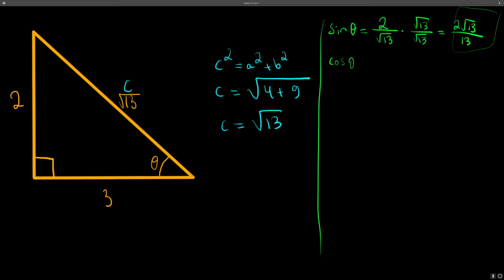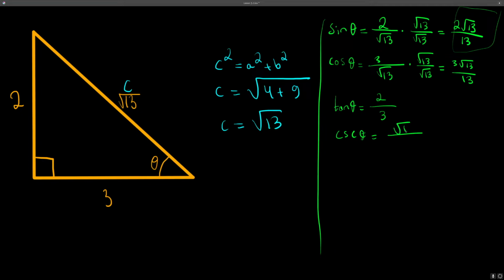Now for cosine, it's going to be 3 over radical 13. Same thing, it's going to be equal to 3 radical 13 over 13. Now finally tangent is going to be equal to 2 over 3, so opposite over adjacent, which is just 2 over 3. Now, we just find the reciprocals of each. So for sine it's going to be cosecant theta, which is equal to hypotenuse, which is radical 13, over opposite. So we can just leave it like this now.